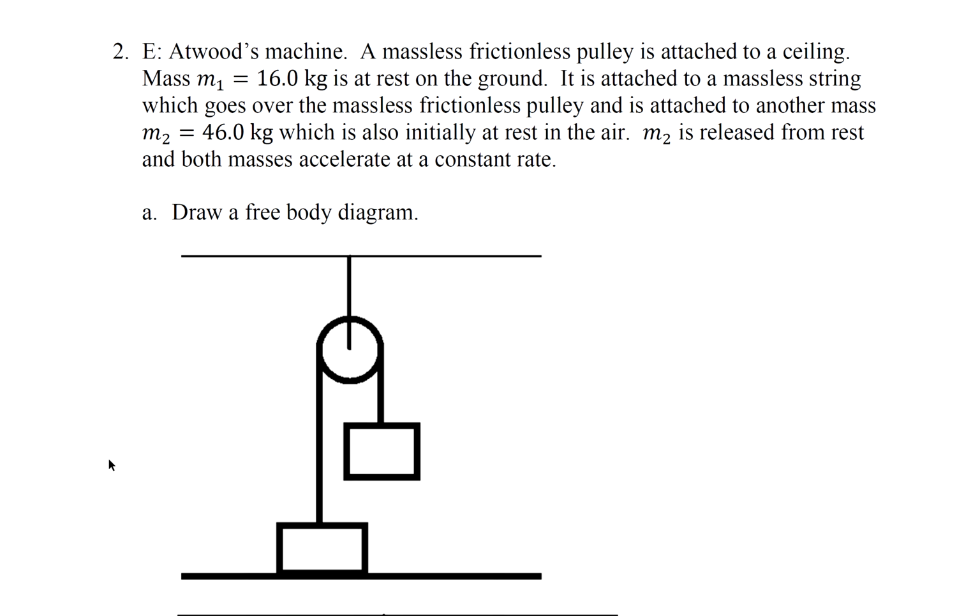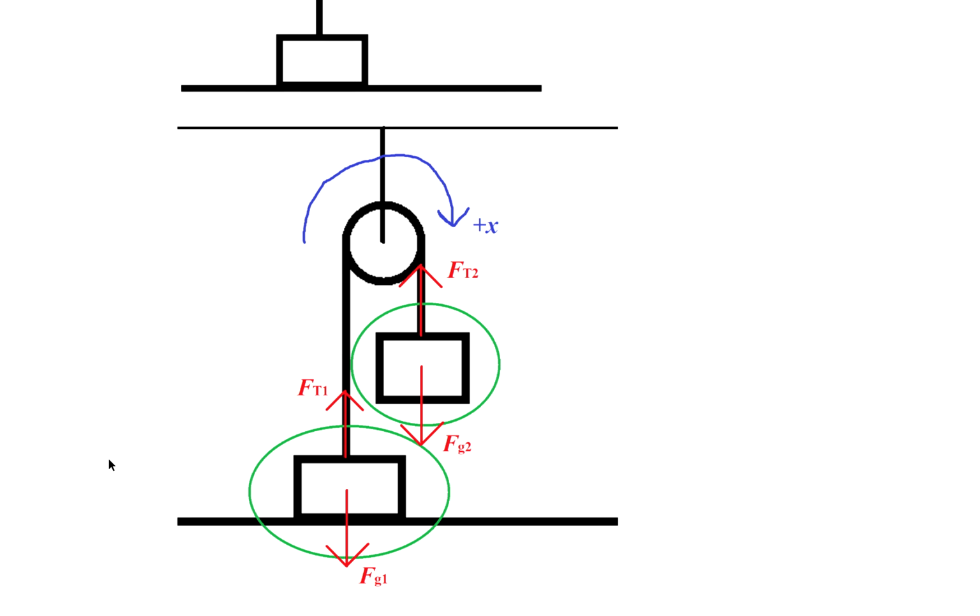Question 2, Atwood's machine. A massless frictionless pulley is attached to a ceiling. Mass M1 is 16 kilograms, is at rest on the ground. It is attached to a massless string which is over the massless frictionless pulley and is attached to another mass M2 equals 46 kilograms, which is also initially at rest in the air. M2 is released from rest and both masses accelerate at a constant rate. Part A, draw a free body diagram.